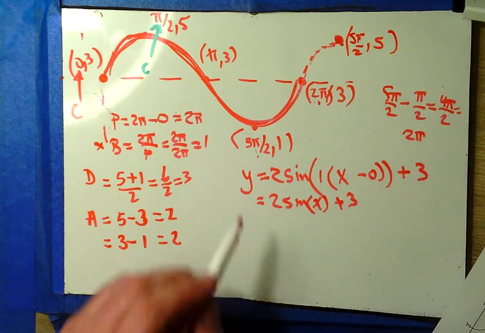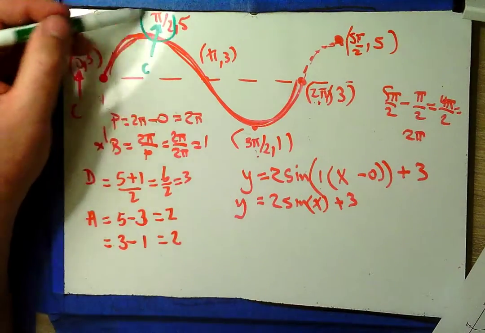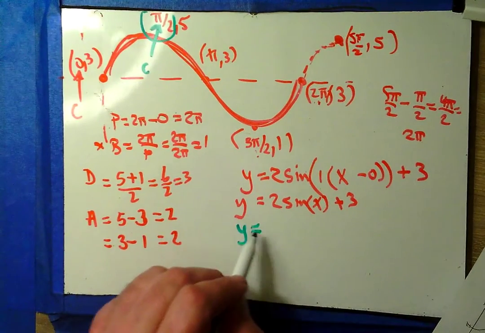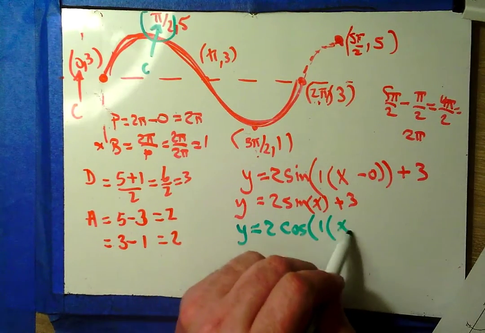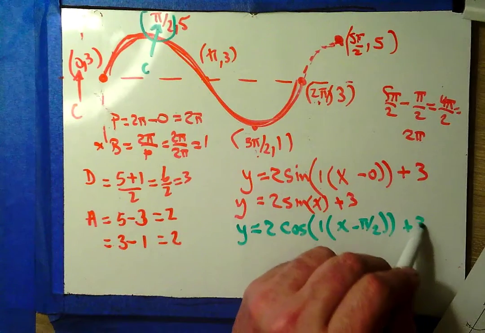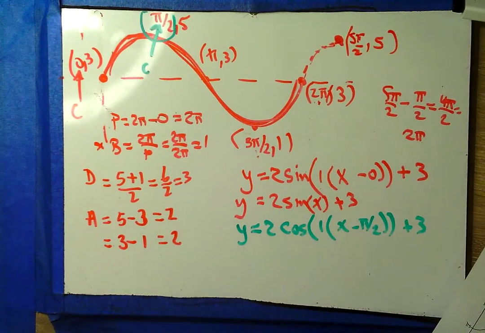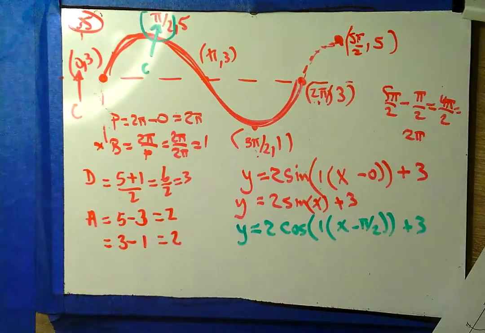That's much tidier. Or we could write a positive cosine and have this be our c value. Y equals 2 cosine 1 times x minus pi over 2 plus 3. Okay, so that's number 35. Let's take a look at 36.